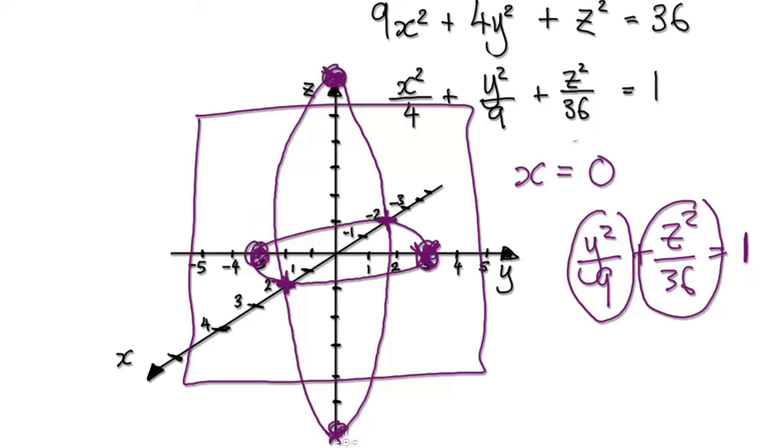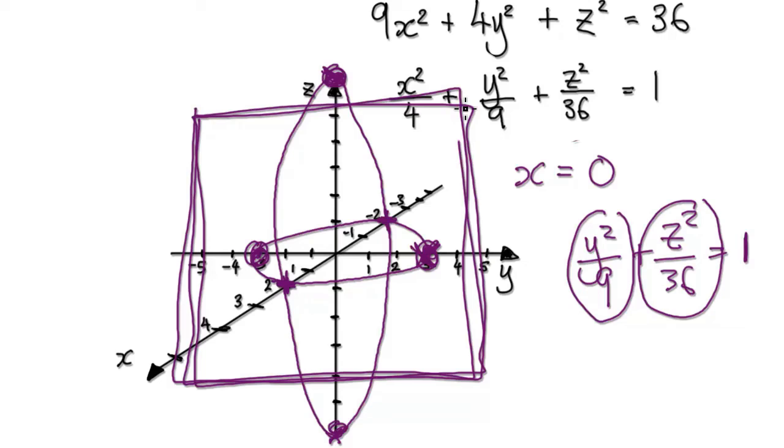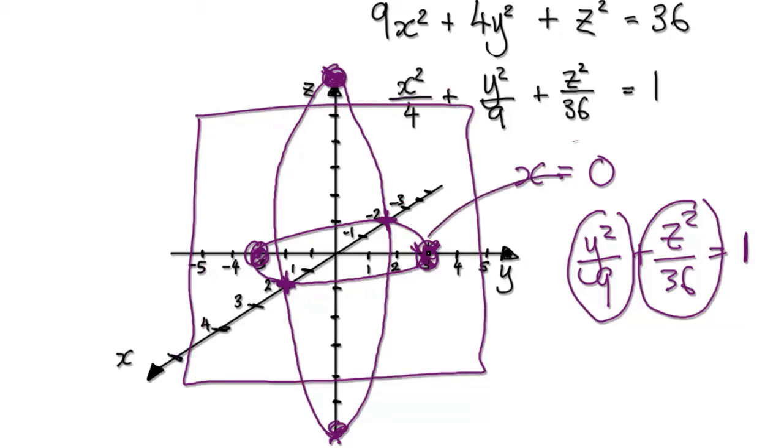So on that sheet of paper, you've got to imagine we're drawing an ellipse, and it's got to cross here, here, here, and here. So it will look something like this.